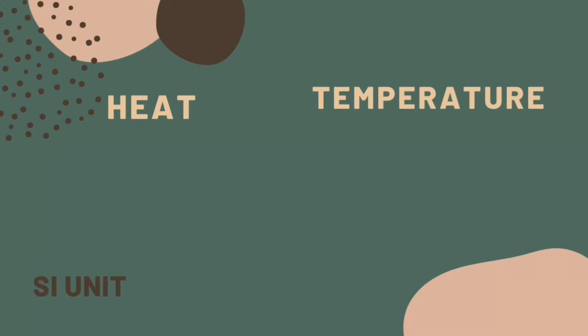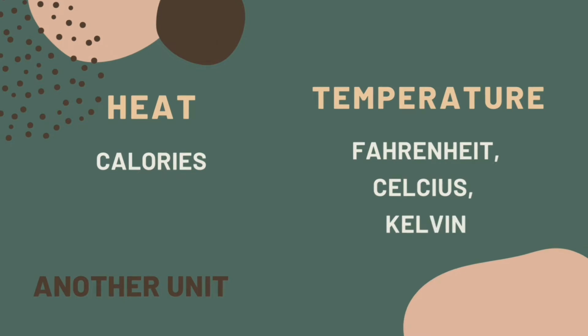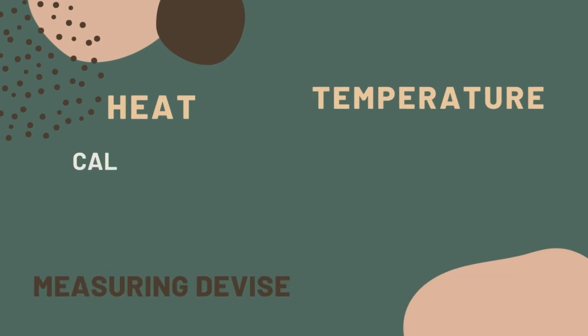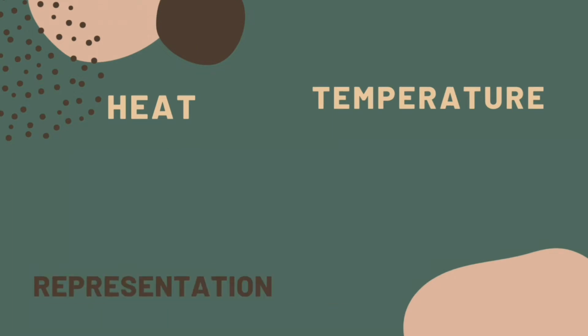The SI unit used for heat is joule. The SI unit used for temperature is Kelvin. Other units involved with heat are calories, and other units used for temperature are Fahrenheit, Celsius and Kelvin. To measure heat, we use a device known as a calorimeter, and for temperature, we usually use a thermometer. The representation for heat is Q, and the representation for temperature is T.